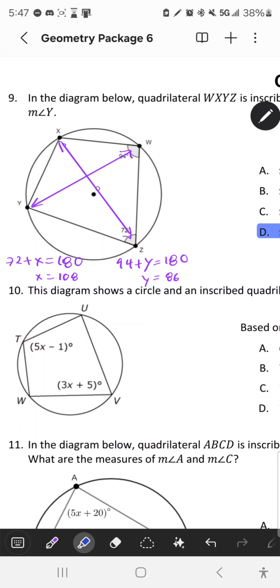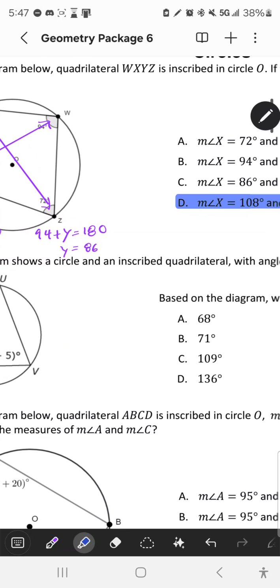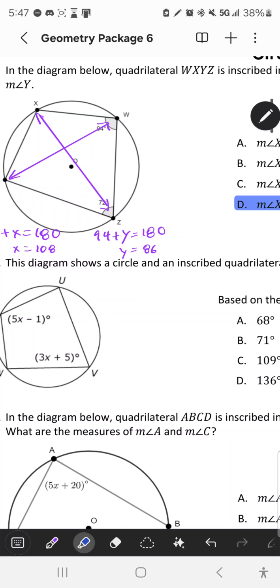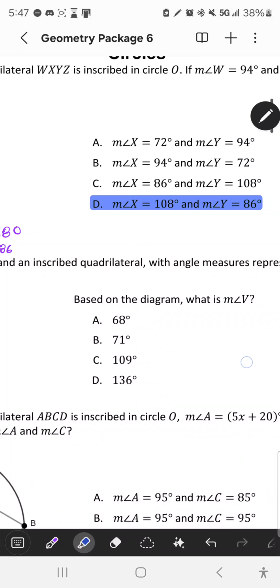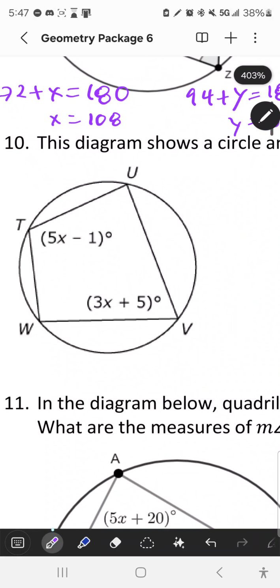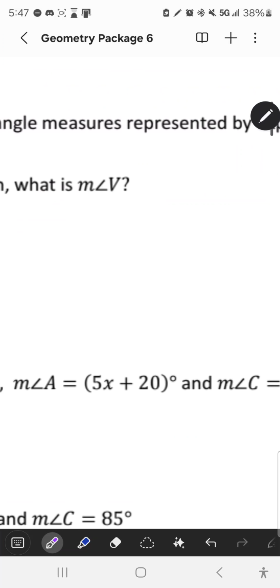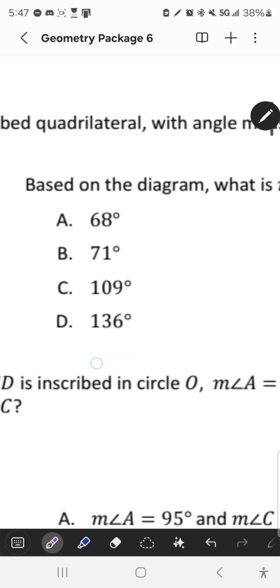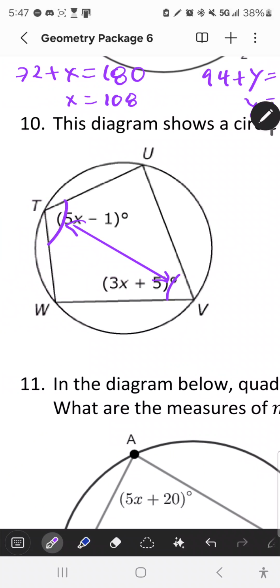Now let's see this one. This diagram shows a circle and an inscribed quadrilateral with angle measures represented by expressions. We have this expression for this angle and this angle, and if we draw a straight line, we're going to see that they're opposite. So they add up to 180 degrees. And they're asking what is the measure of b.